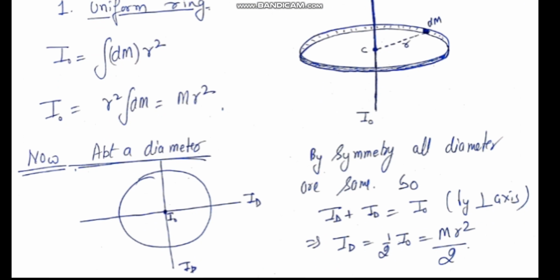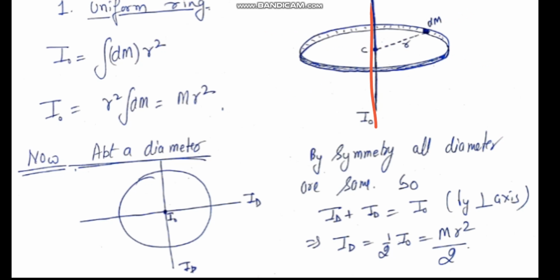Now we will talk about the moment of inertia about a diameter. So consider two diameters, one is this and the other is this. If this is one of the diameters and this is the other, which are mutually perpendicular to each other, I can call this the x-axis and this the y-axis. These two lie in the plane of the ring, and this is the z-axis, which is perpendicular to the plane of the ring.